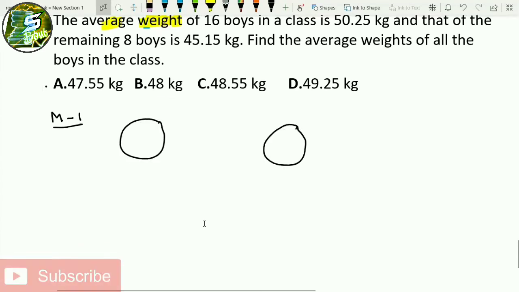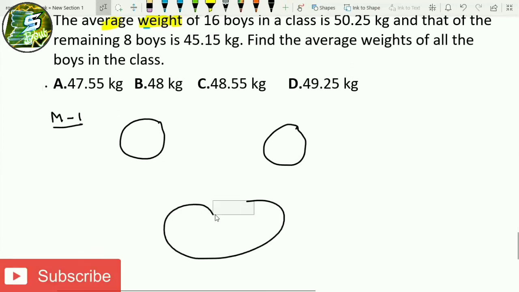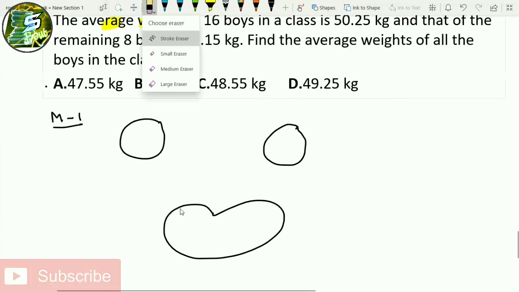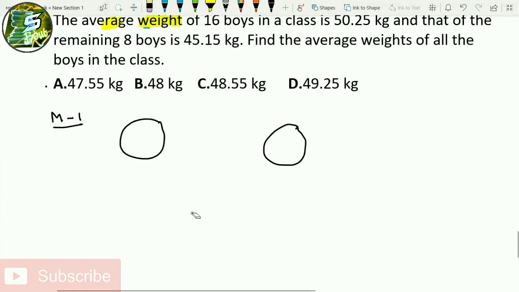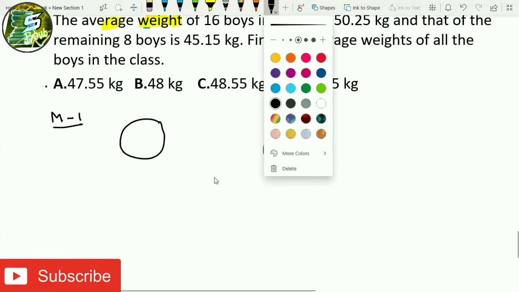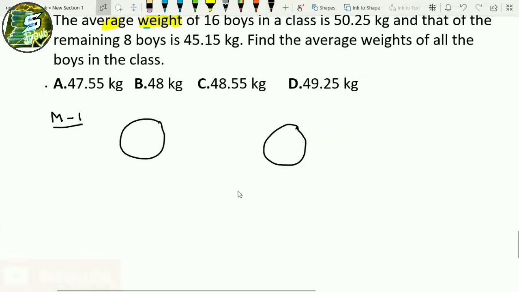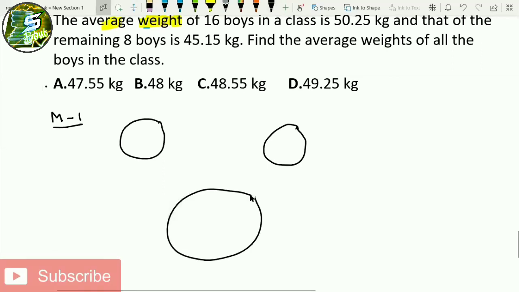Let me write it like this. I have a big class which is divided into two parts. The first part is a batch of 16 boys, and the second part is the batch of remaining 8 boys. Let me come back and understand this question properly. This classroom is divided into two parts, one with 16 members and another with 8 members.